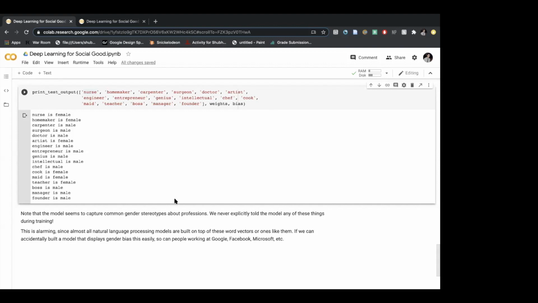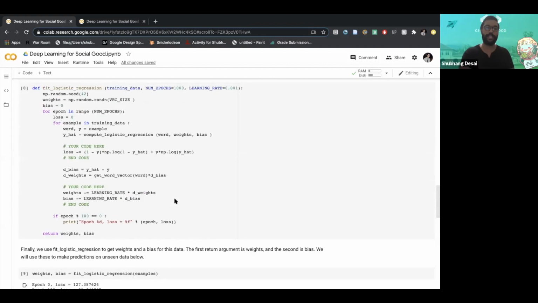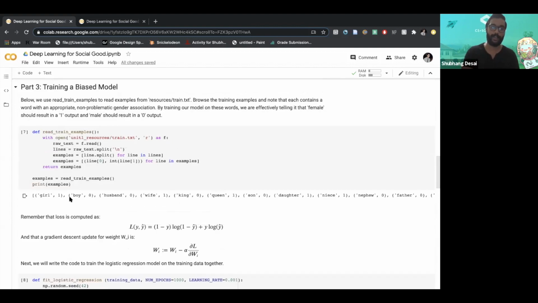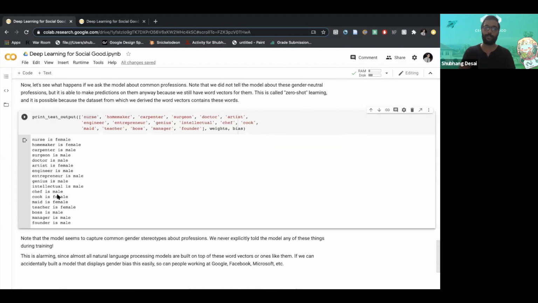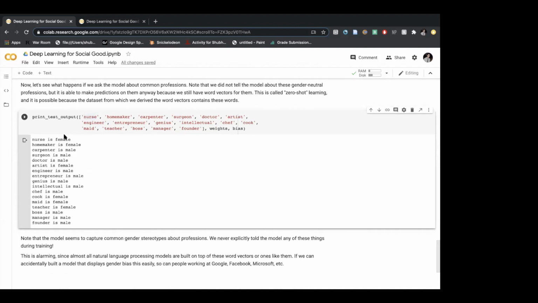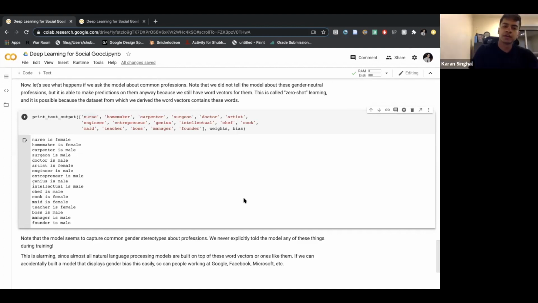Okay. Long story short, we've trained a model which can take a word vector and predict gender. And we've trained it on word vectors that are associated with gender. And we've used that to predict gender of word vectors that it has not seen before. Since it's able to take a word vector and output gender, it can take any word vector, including ones it has never seen before, and output a prediction of gender. Make sense?